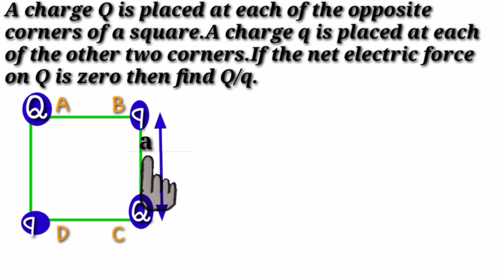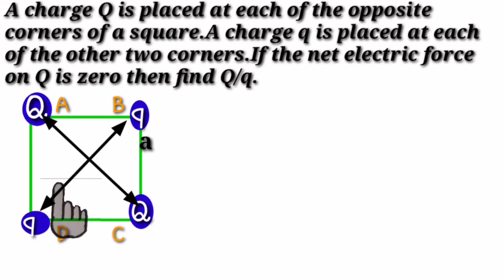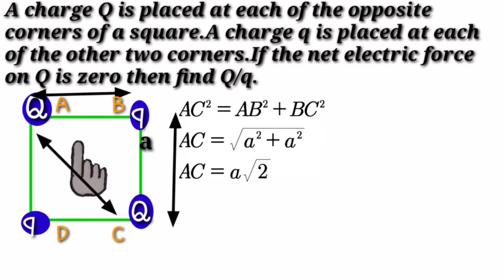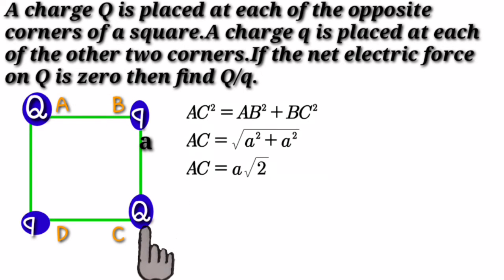Now, applying Pythagoras theorem, we can get the length of the diagonal of this square. Therefore, applying Pythagoras theorem, AC square is equal to AB square plus BC square. That is, hypotenuse square is equal to base square plus height square. Therefore, AC is equal to root over of A square plus A square, where A is the side of this square. Therefore, AC is equal to A into root 2.